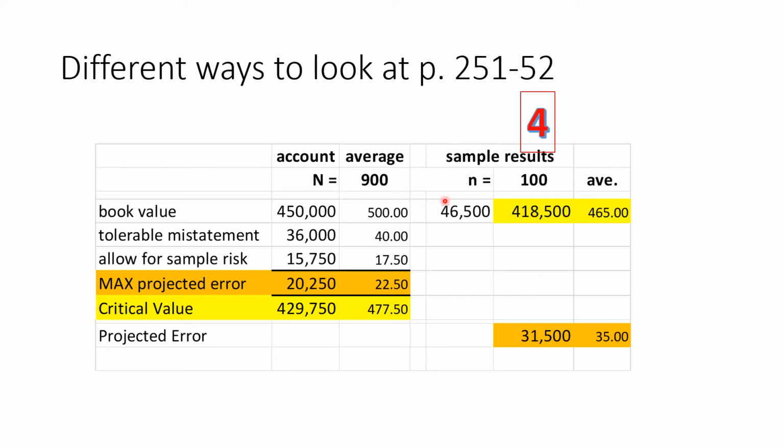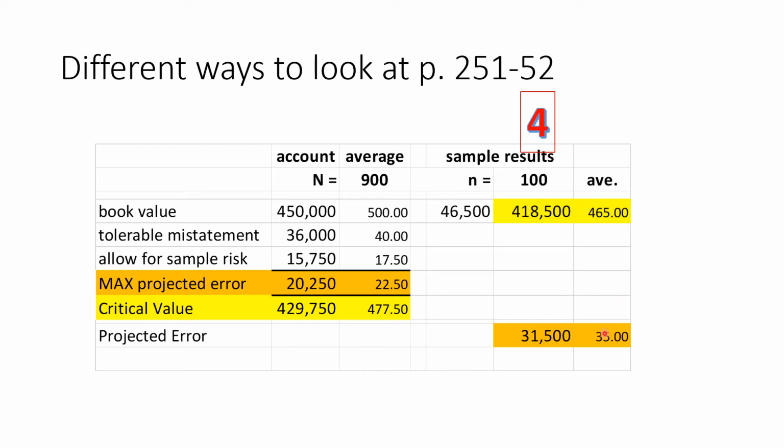My projected error, 450 minus 418,500, is 31.5. Oh, that's greater than my maximum projected error. Okay. I do not have evidence that the sample inventory is not materially overstated.